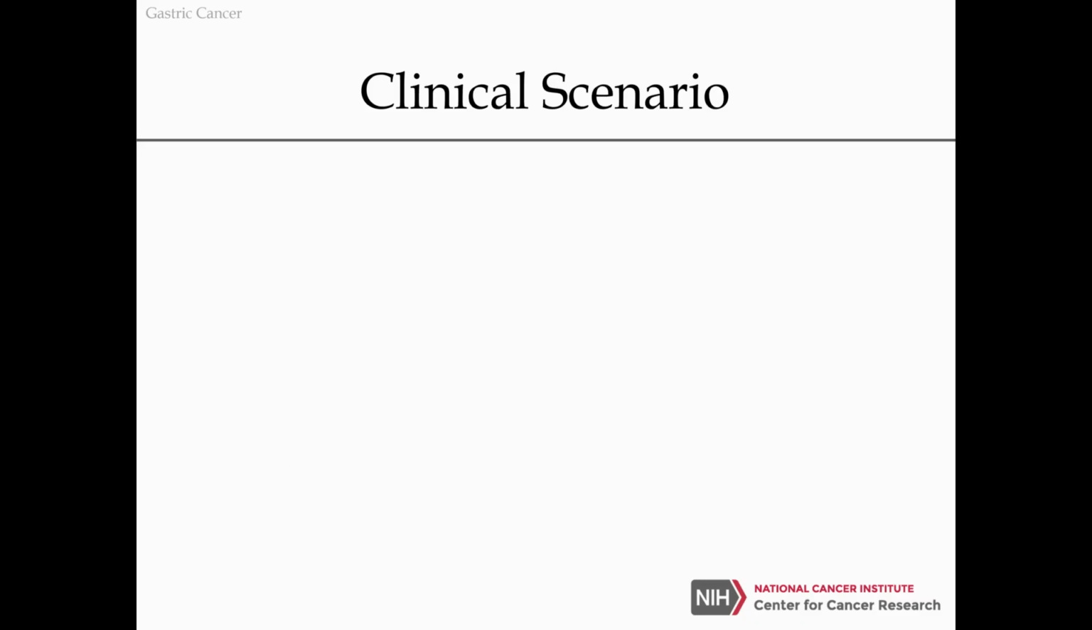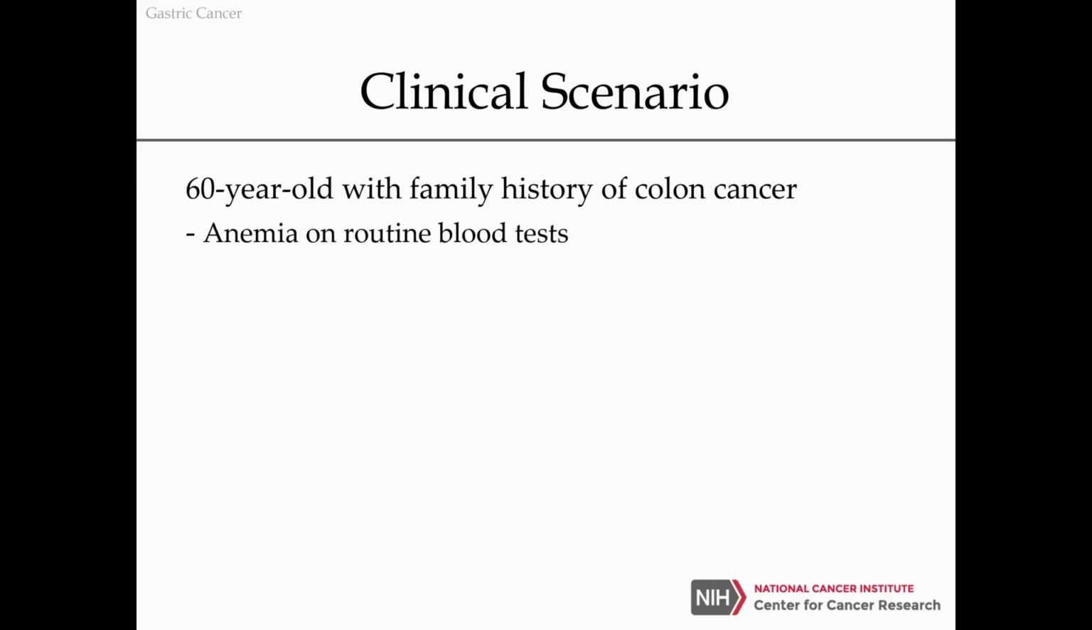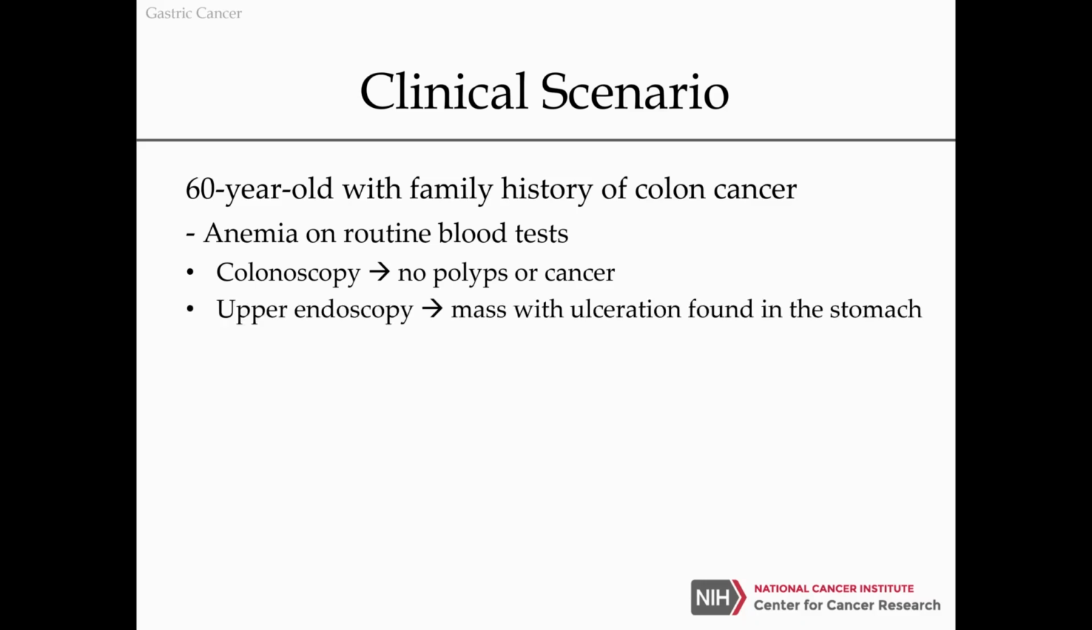So I'd like to start off with a clinical scenario. And this is a typical scenario of a 60-year-old person with a family history of colon cancer. And they were found to have anemia. So in the workup of their anemia, they underwent a colonoscopy, which showed no polyps or evidence of cancer. So when that happens, oftentimes the next step is an upper endoscopy. And in this case, that was performed and showed that this person had a mass in their stomach with some concerning features of ulceration. A biopsy was done and showed adenocarcinoma. And remember, adenocarcinoma is the most common form of stomach cancer. And when we talk about stomach cancer, we're talking most often about adenocarcinoma.